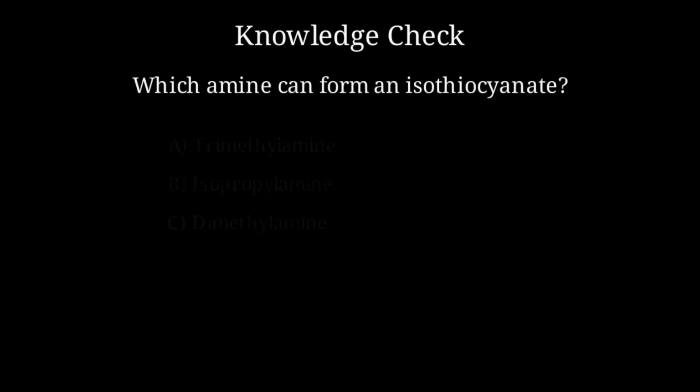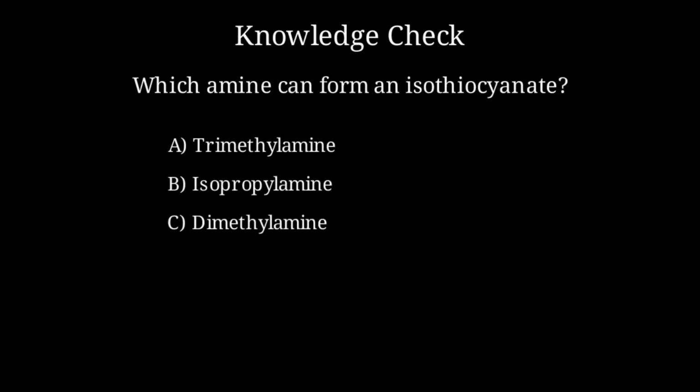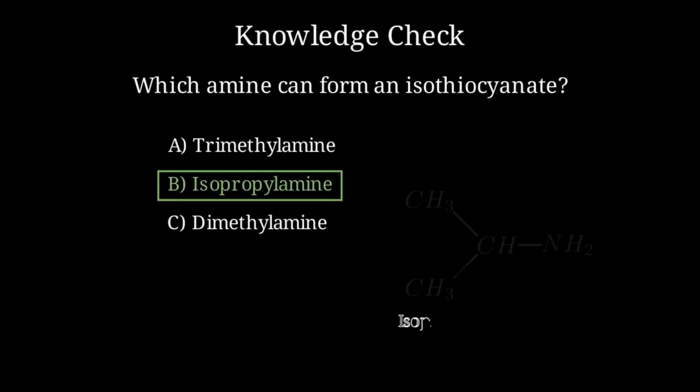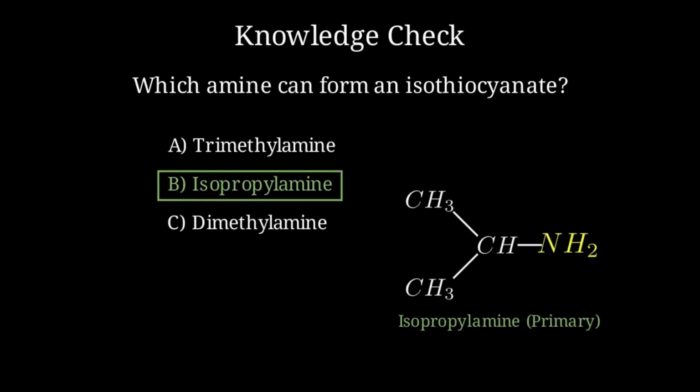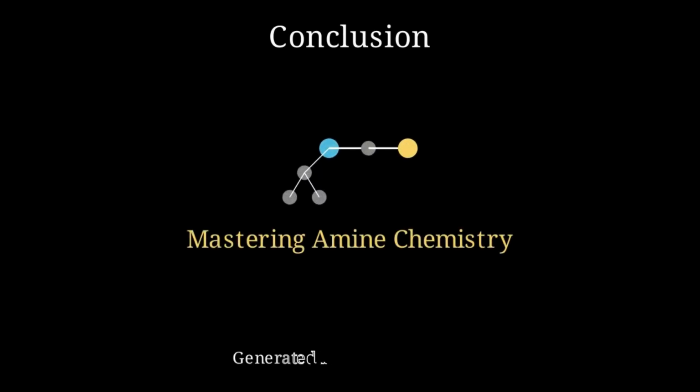Quick question: which of these amines can successfully form an isothiocyanate? The answer is isopropylamine. Because it is a primary amine with 2 hydrogens on the nitrogen, it satisfies the chemical requirements for the reaction. By understanding these structural and electronic constraints, chemists can effectively screen amines and predict the success of isothiocyanate synthesis, paving the way for new innovations in molecular design.